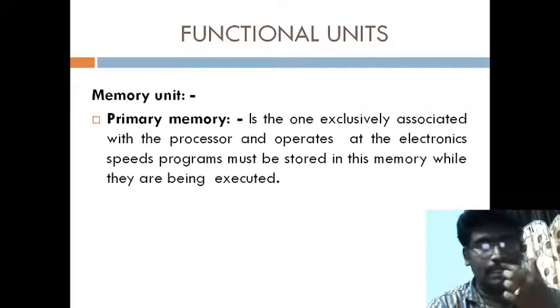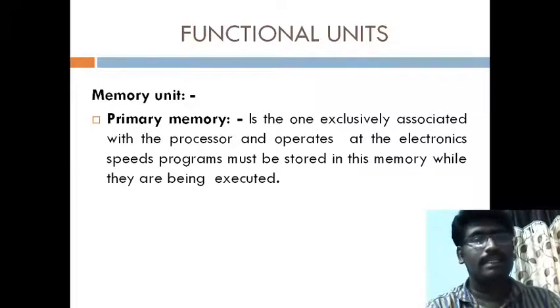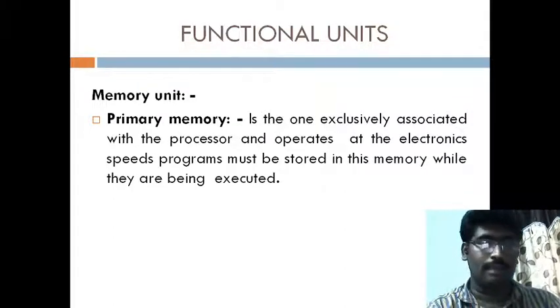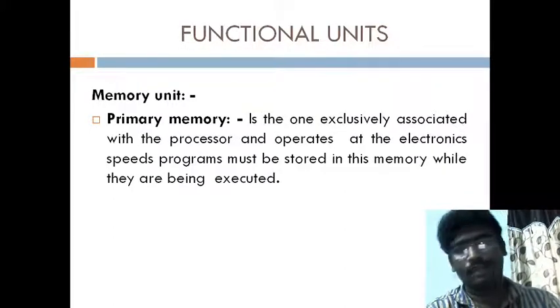Primary memory is nothing but the main memory. We usually store programs in the main memory whenever a program is accessed or loaded. So generally, primary memory is also called random access memory.